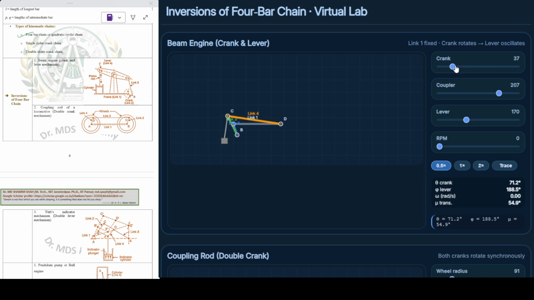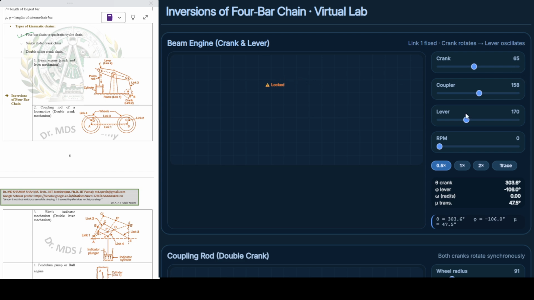What is the crank here? Now see this blue one. This blue one is the crank length. Currently it is at 87. You can decrease or increase the length also. See, the blue length is increasing, and you can also find a locked chain here.